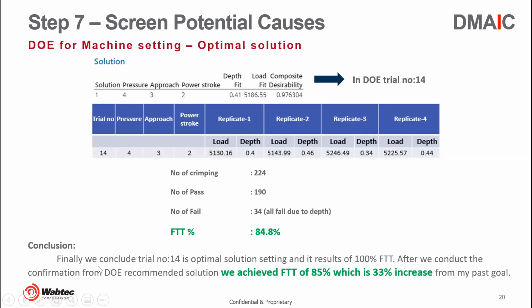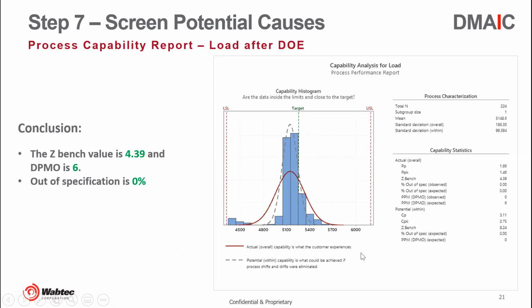So finally, the conclusion was that trial number 14 is an optimal solution. Setting at these would result in 100% FTT. After we conducted the confirmation of DOE, the recommendation was that FTT reached was 85%, and this was a 33% increase from the previous failures we had. So the screened potential causes, if you see in this case, the Z value is at 4.39 and DPMO is 6, and there were zero parts out of specification.